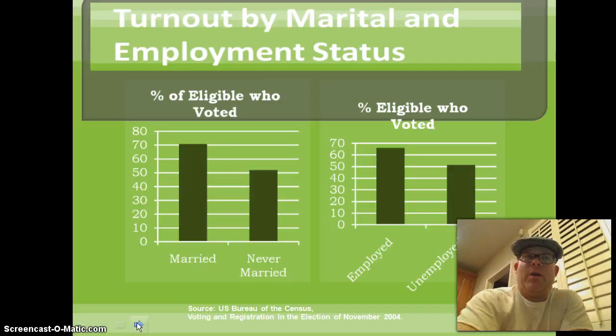All right, you'll notice here also marital employment status, kind of backing up what we just talked about. Eligible people who voted. If you're married, you have a much better chance of voting. And again, if you're employed and have a job, you also have a much higher chance of voting.